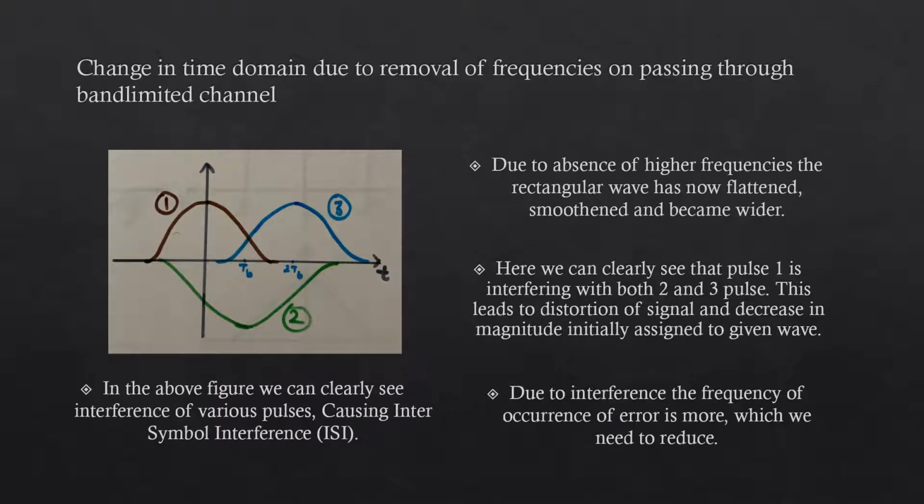In the above figure, we can clearly see interference of various pulses, causing inter-symbol interference, ISI. Due to absence of higher frequencies, the rectangular wave has now flattened, smoothened and become wider. Here we can clearly see that pulse 1 is interfering with both pulse 2 and pulse 3. This leads to distortion of the signal and a decrease or increase in the magnitude initially assigned to the given wave. Due to interference, the frequency of occurrence of error is more, which we need to reduce.